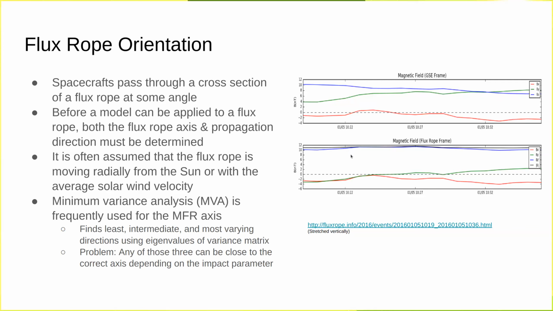But the problem is you need to know the orientation of the cross section, and you need to know the direction it's moving, because it might not be moving exactly in the same way as the solar wind plasma. So often it's assumed that it is moving the same way as the solar wind plasma, moving straight radially from the sun. And as for the orientation, a common technique is using minimum variance analysis.